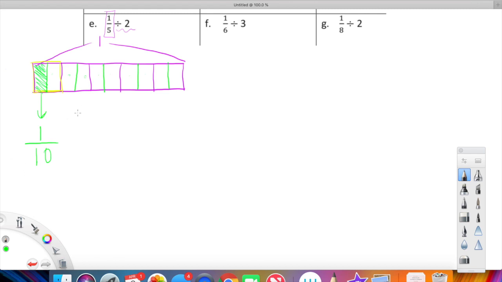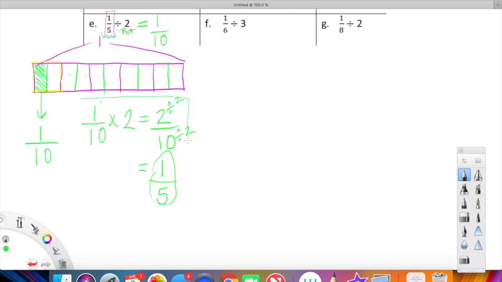Let's check that using multiplication. So our quotient here is 1/10. And in order to check this using multiplication, we're going to take 1/10 and multiply that by 2 in the hopes that we are going to get 1/5. Let's see what happens. 1 times 2 is 2, and then our denominator is 10. We can simplify that by dividing 2 by 2 and dividing 10 by 2. 2 divided by 2 is 1, and 10 divided by 2 is 5. So indeed, when we simplify, we do end up with the same numbers.